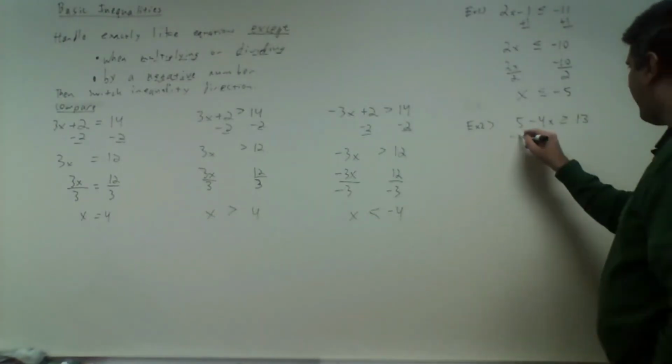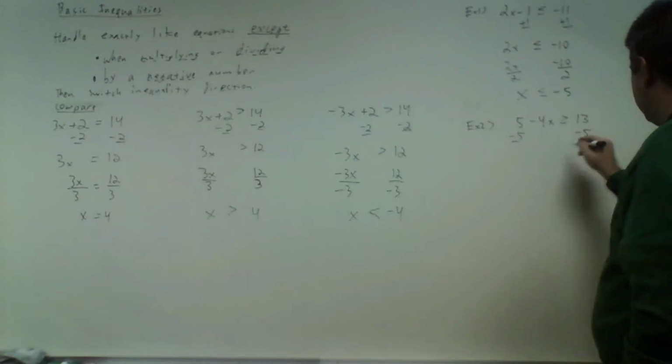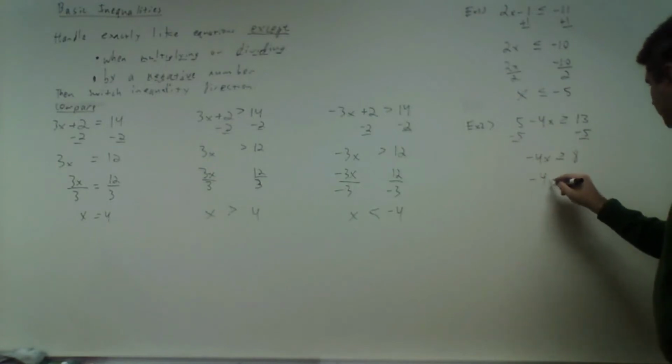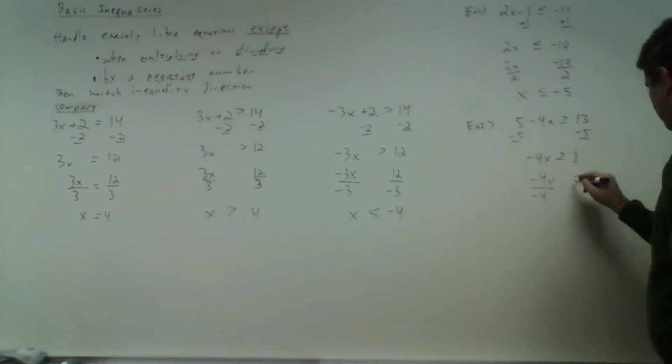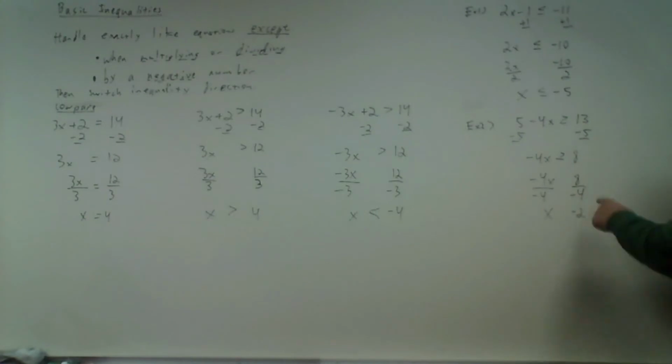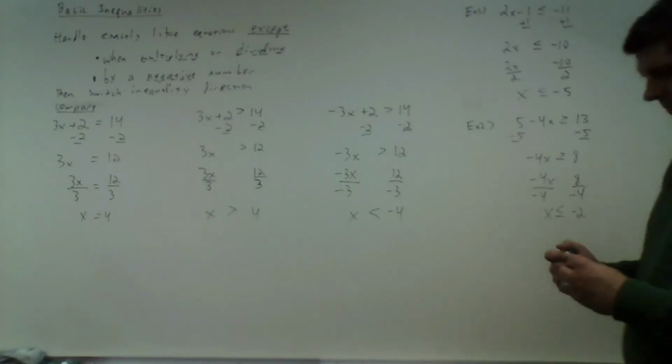So subtract 5. Negative 4x is greater than or equal to 8. Divide off the negative 4. We get x and negative 2. Now because I divided by a negative, the inequality direction does change. Okay?